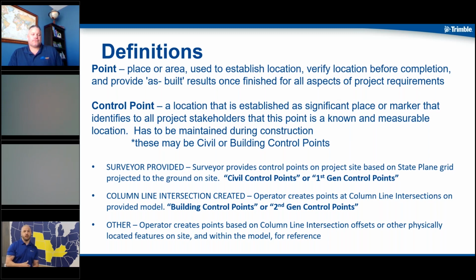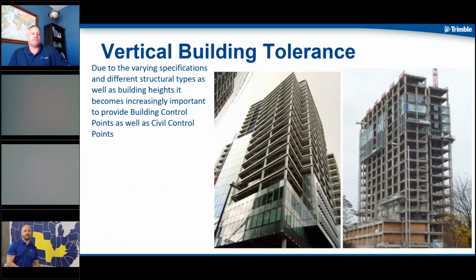A building control point, also known as a second-gen control point, is created off of either building corners or column lines or some kind of landmark. It could be an adjacent building. That is all referred to as a building control point, or again, a second-gen control point. Outside of that, you may also create additional control points, which may be lines and offsets and things like that, that it's not a layout point, but it is, in fact, just a tertiary layout point, if you will, to create layout offsets.